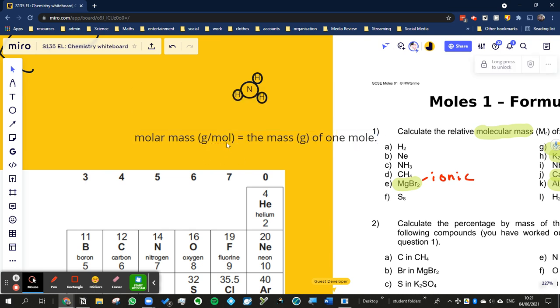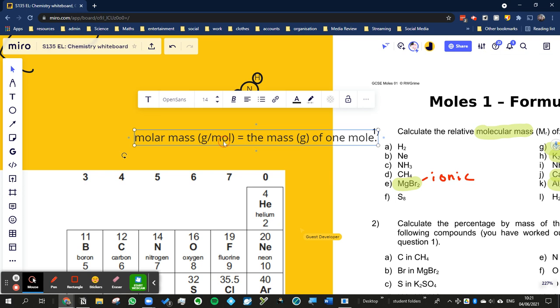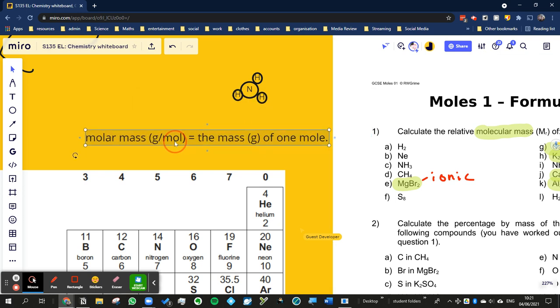Okay. MOL is the way that we abbreviate the word mole. So it's one of the only units where they haven't really abbreviated very much. They've just removed the E at the end. Whereas gram, they've removed the whole word apart from the letter G.